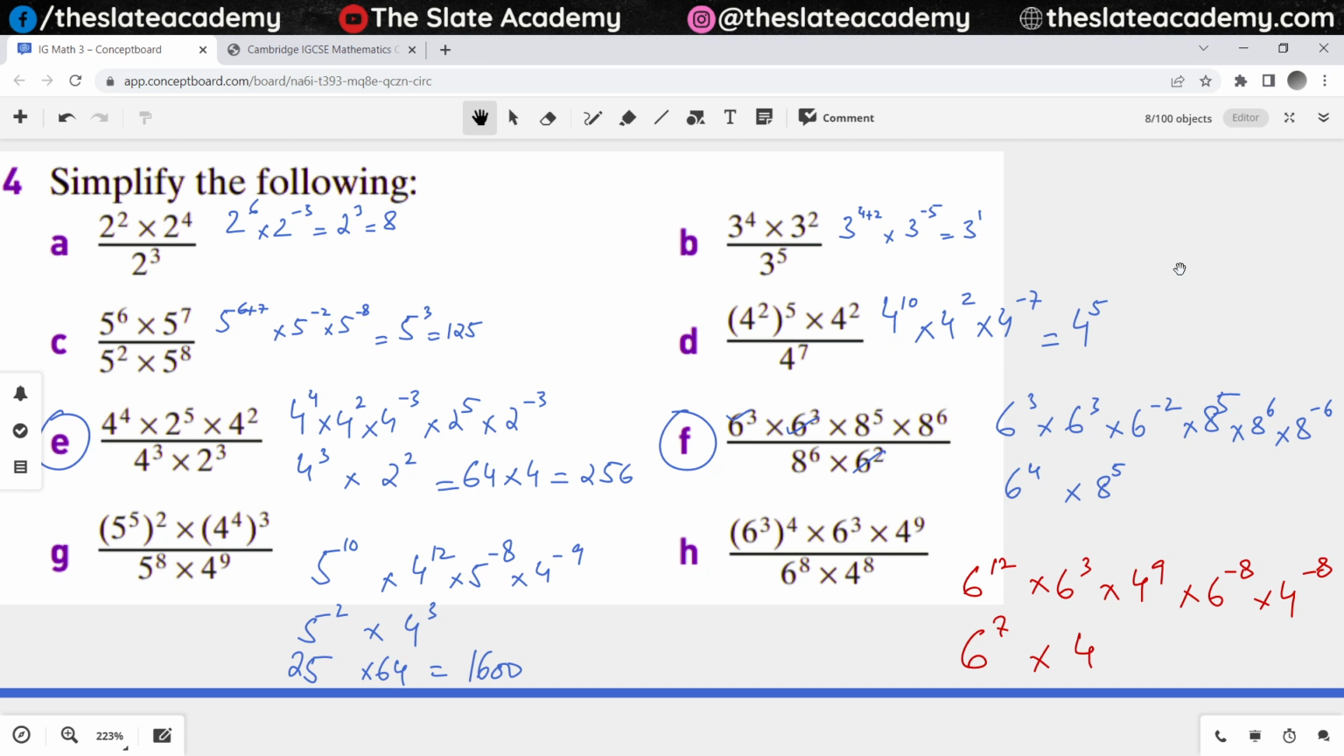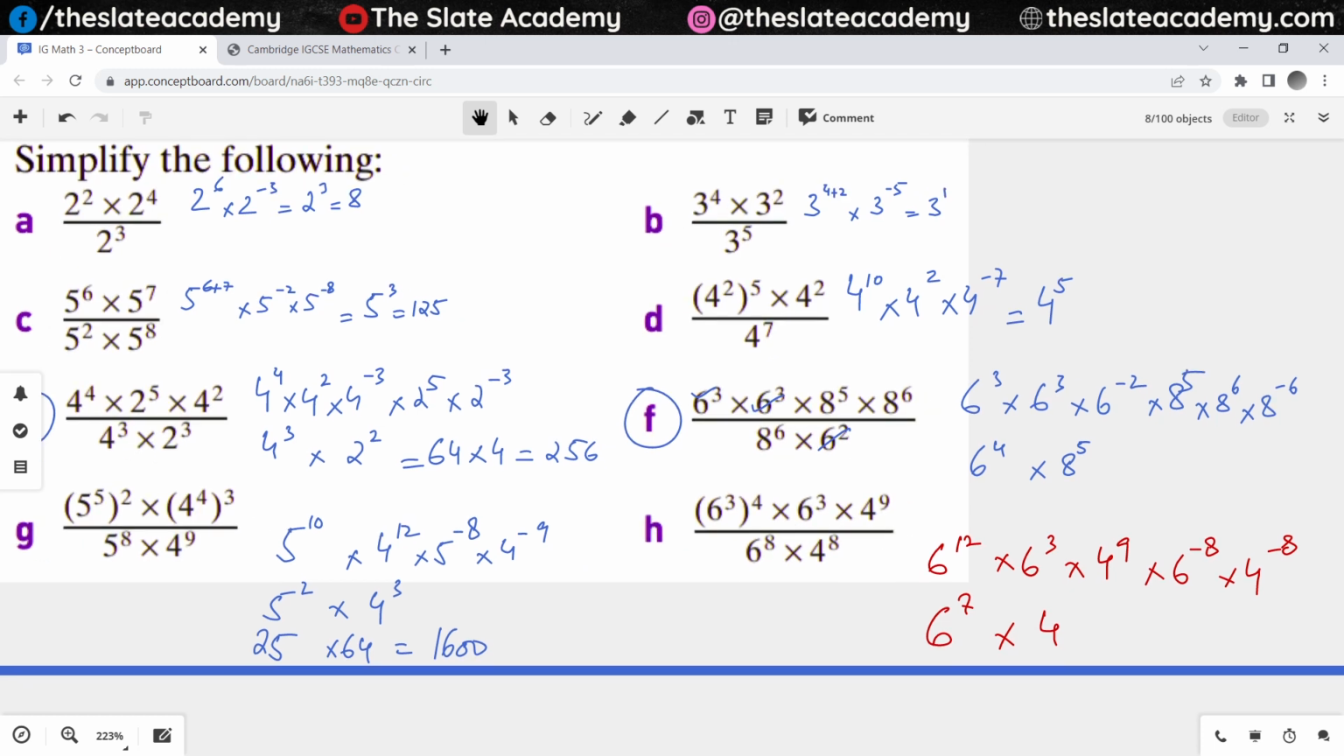So 6 to the power 7 times 4. Anybody getting a different answer? 6 to the power 12, correct.